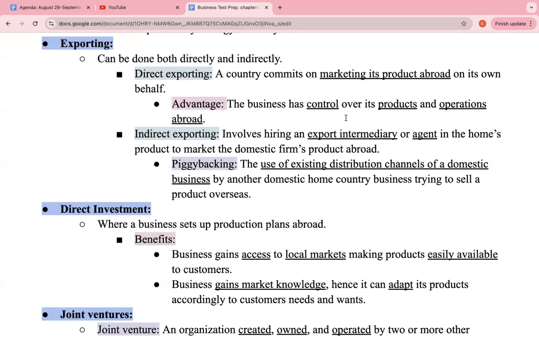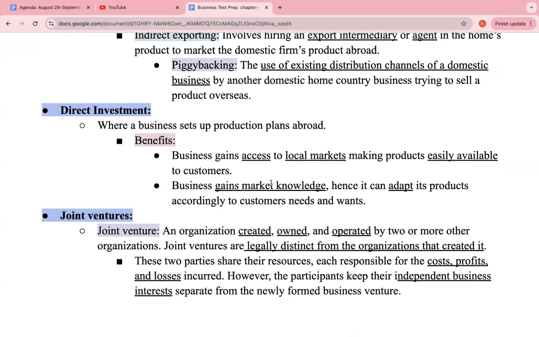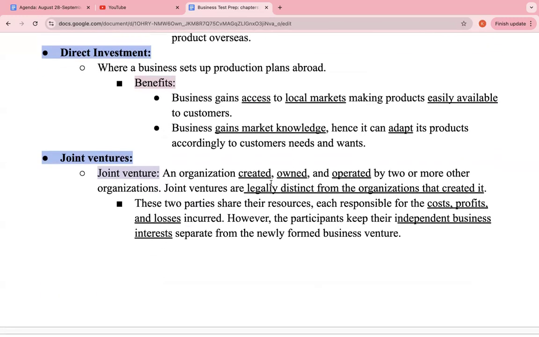So now we need to define piggybacking. It's basically the use of existing distribution channels of a domestic business by another domestic home country business trying to sell a product overseas. Okay, so I'm going to explain this. Let's say company A is exporting its products. Company B is in the same country as company A and also wants to export its product. So it uses the same distribution channels that company A uses. So basically, company B is piggybacking on company A. So that's it basically.